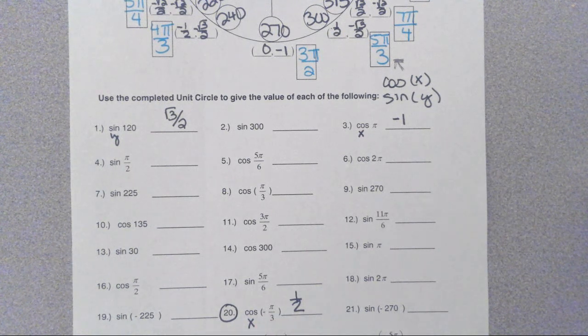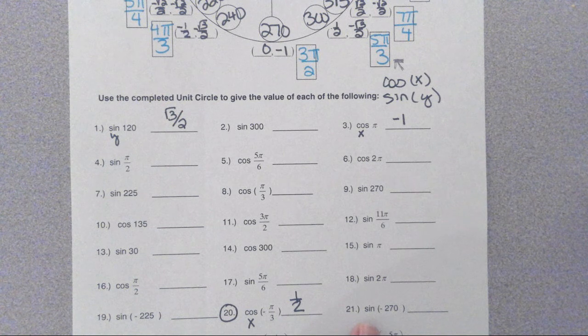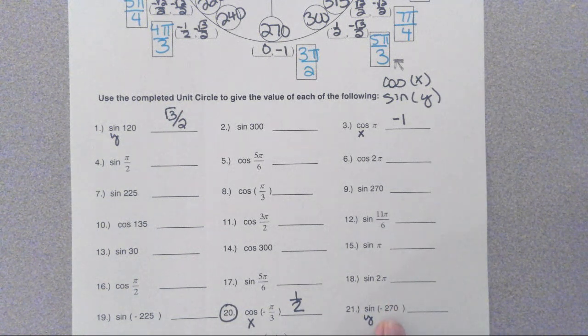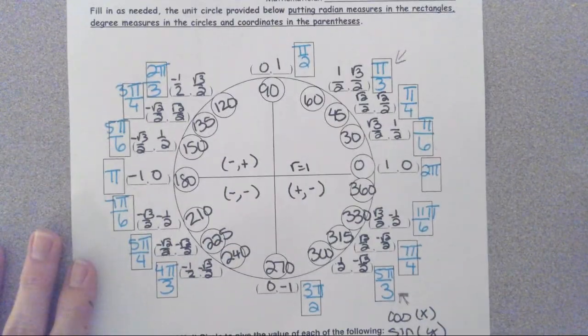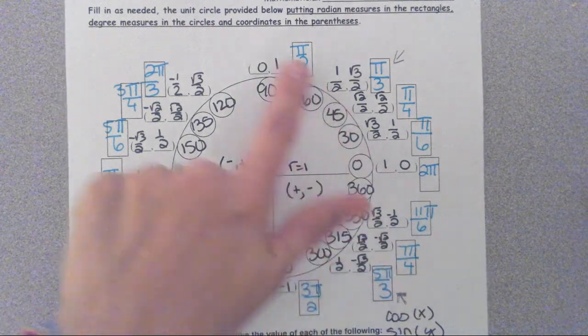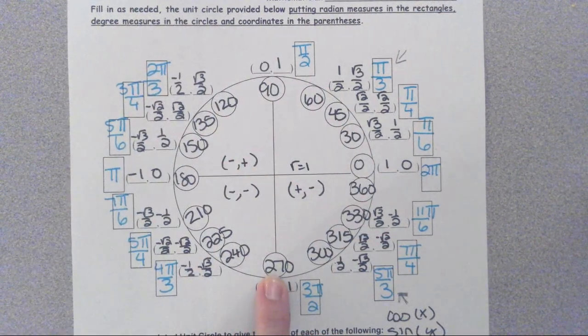Let's go do another one of these. Let's go do a sine. So let's go do 21. Remember, sine means y, and they want sine of negative 270 degrees. So we have to go back up to the top and look at our picture. Positive 270 is way over here. So I need to know where negative 270 would be.